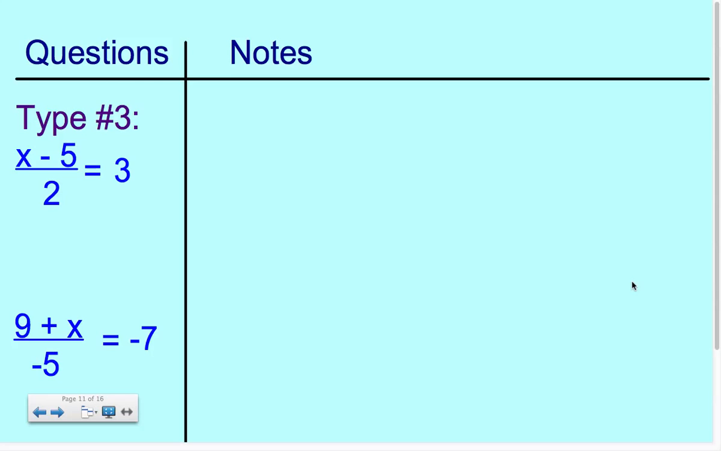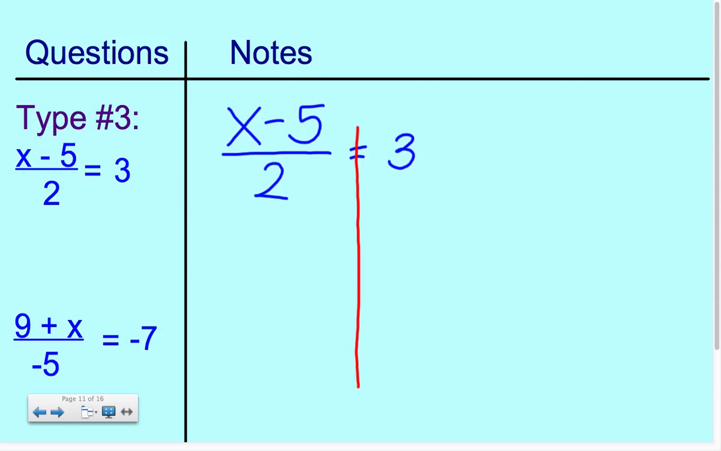So our first equation is x minus 5 divided by 2 equals 3. I'll draw my train tracks, and then I'll circle my couple. My couple is whatever is paired with my x, so it's my minus 5. If x minus 5 is my couple, that means 2 is my third wheel.